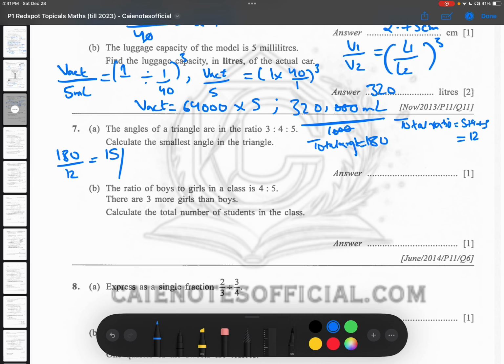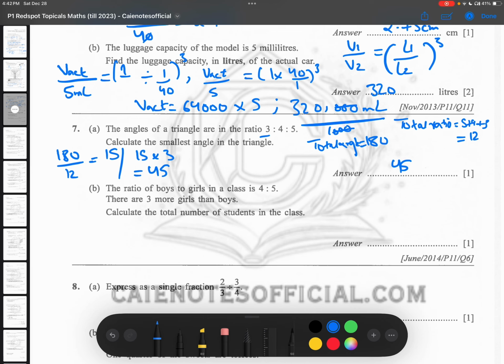And the smallest angle is this ratio 3. So to calculate the smallest angle, what I do is, the smallest angle contains three parts, and in one part we have the quantity 15. So I will multiply this 15 with 3 and I will get 45. So this will be my answer.